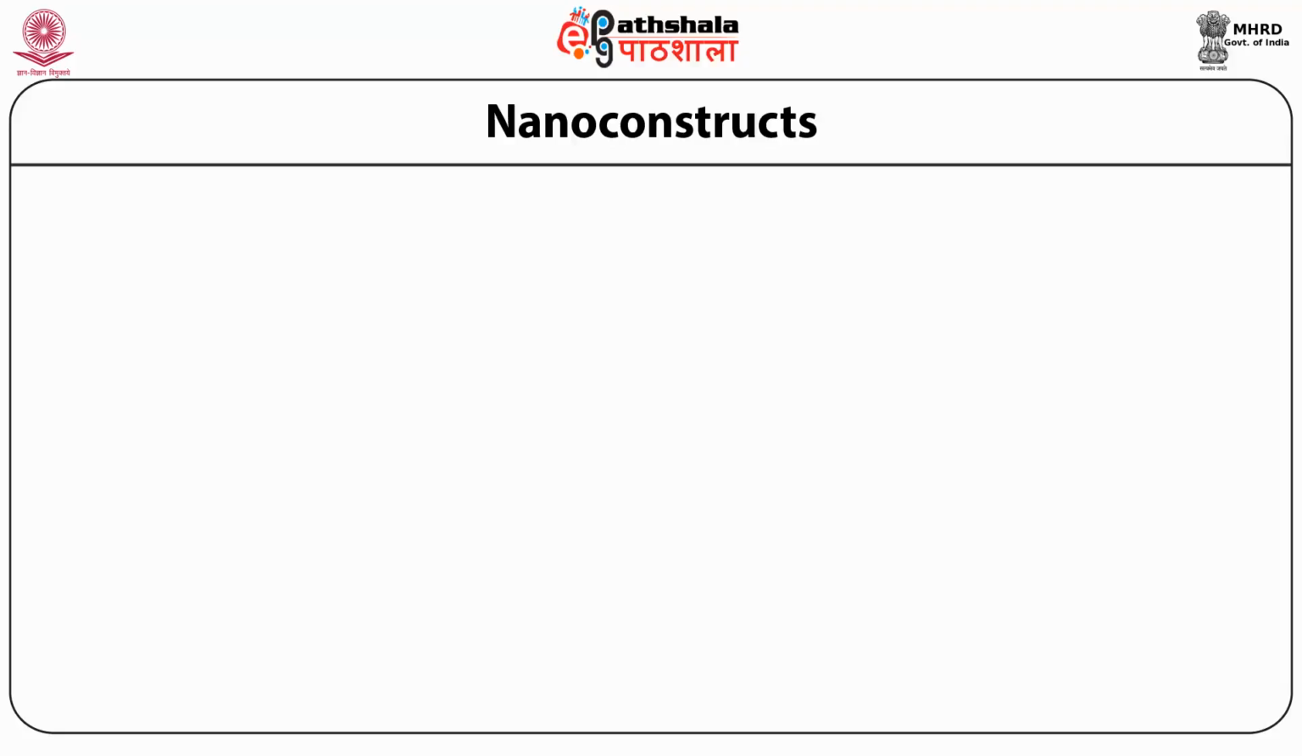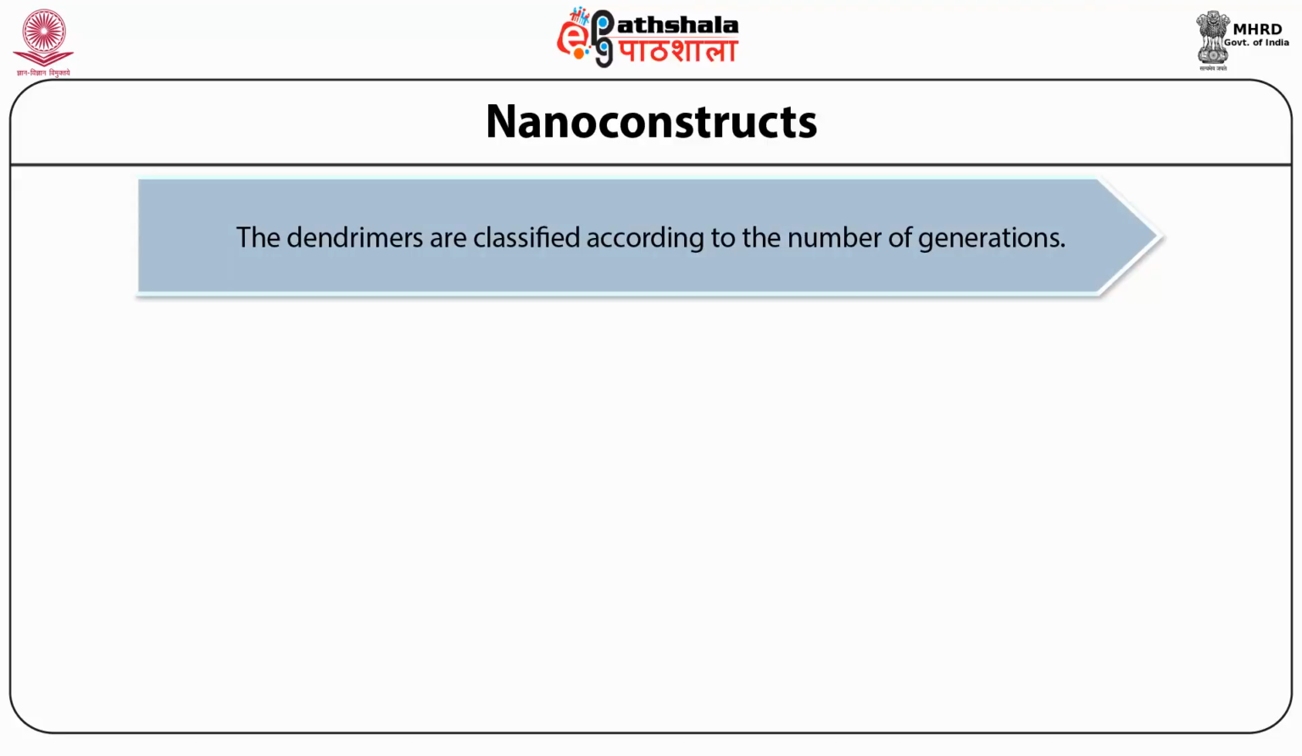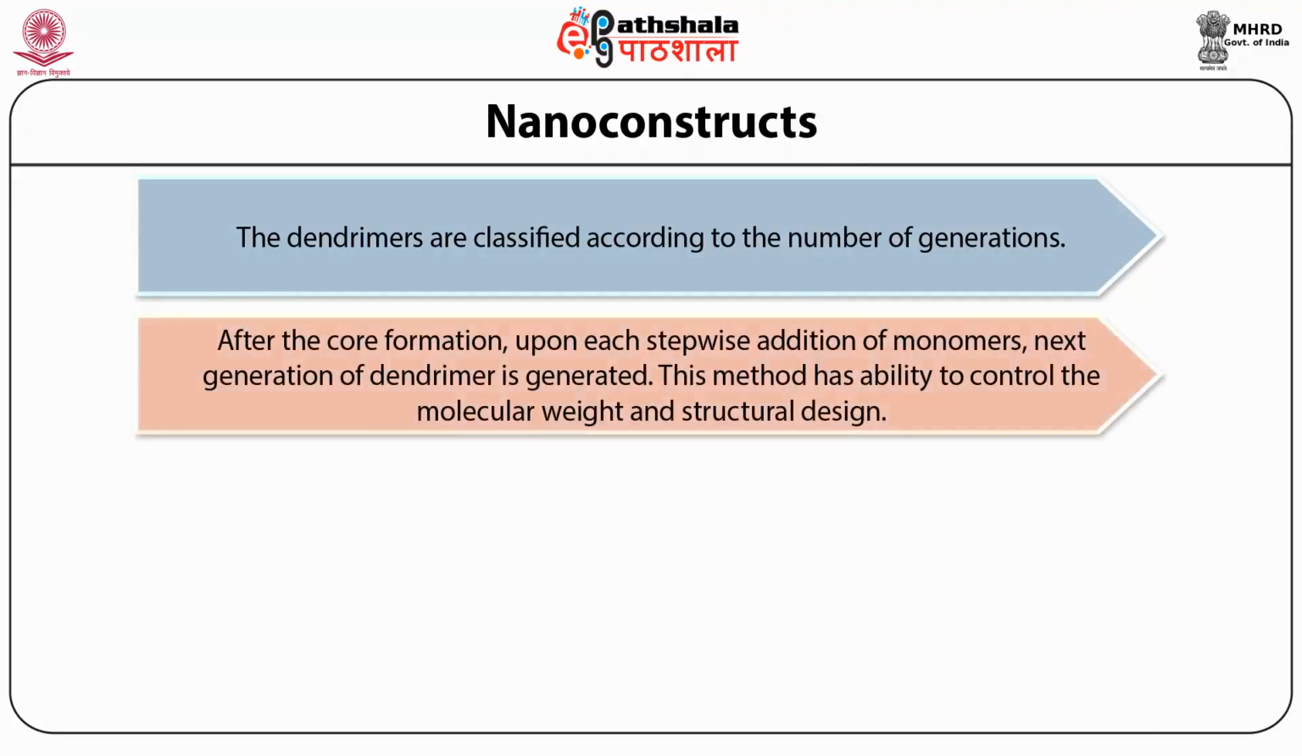Then if you look at the interior branches, they are robust, covalent structures, and they connect the core to the surface. The dendrimers are classified according to their number of generations. After the core formation, with the addition of each stepwise monomer, the next generation of dendrimer is generated. This method has the ability to control the molecular weight and structural design of the dendrimer. And by controlling the molecular weight and structural design, we can control the amount of drug which can be encapsulated. We can control the target site of the dendrimer, and it can be used for various applications.